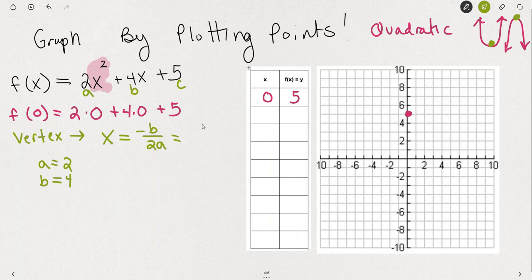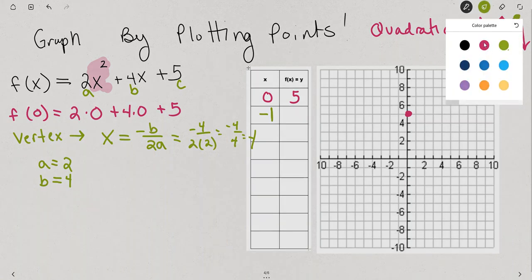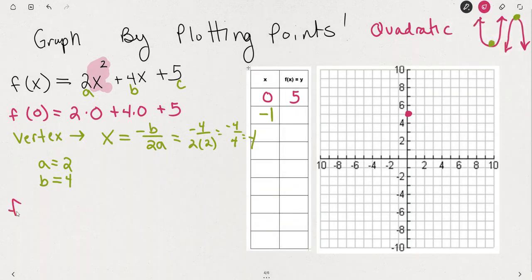So for our x equals the opposite of b over 2a, we get negative 4 over 2 times 2, or negative 4 over 4, which is negative 1. So I know that the vertex happens when x is equal to negative 1. So what that tells me is I want to certainly find f of negative 1.